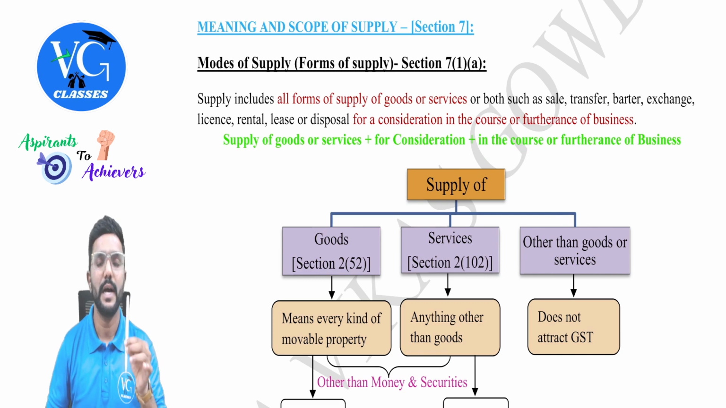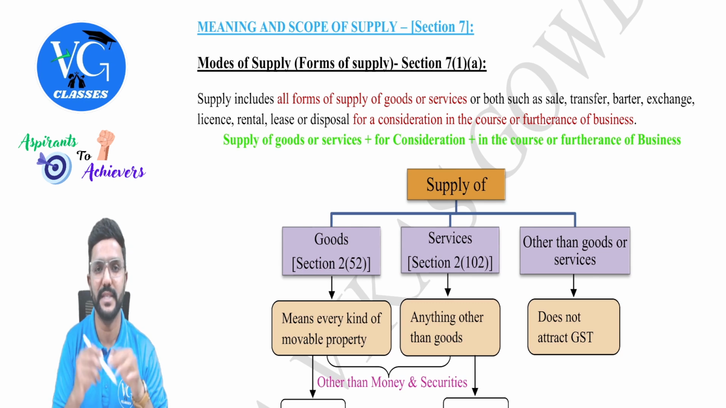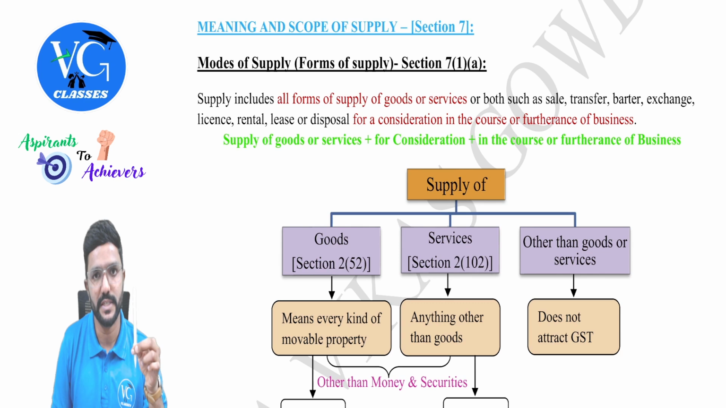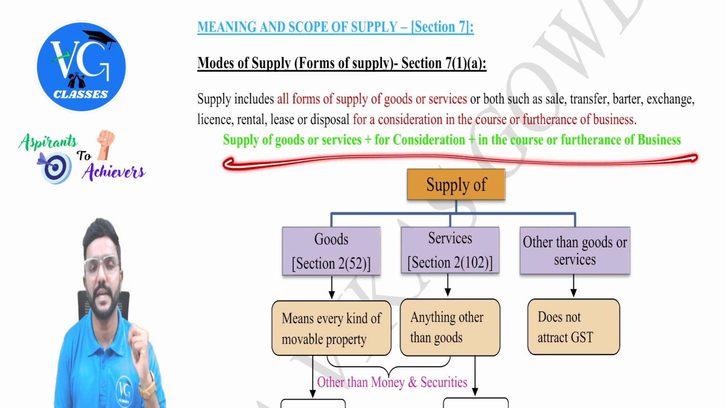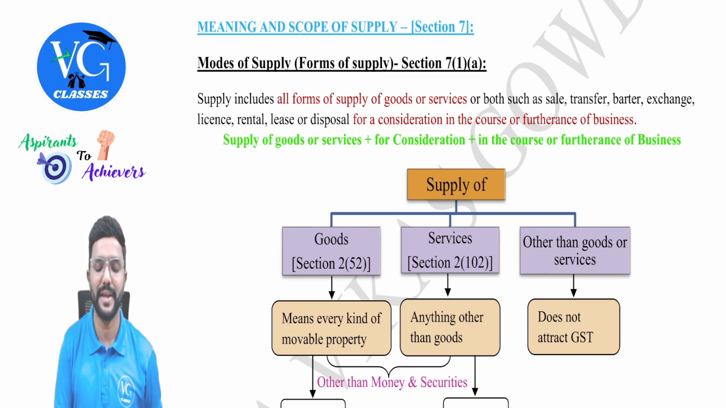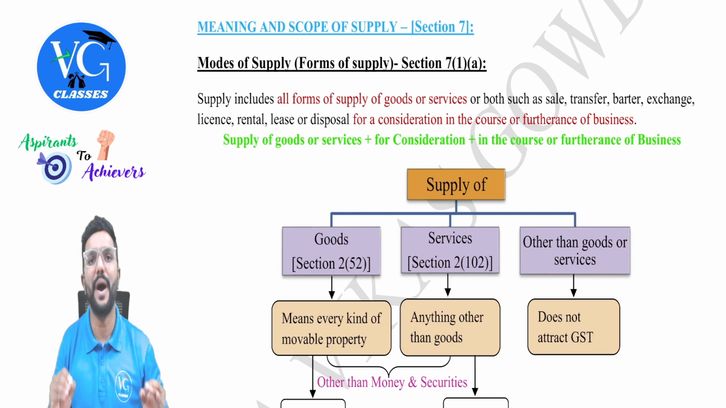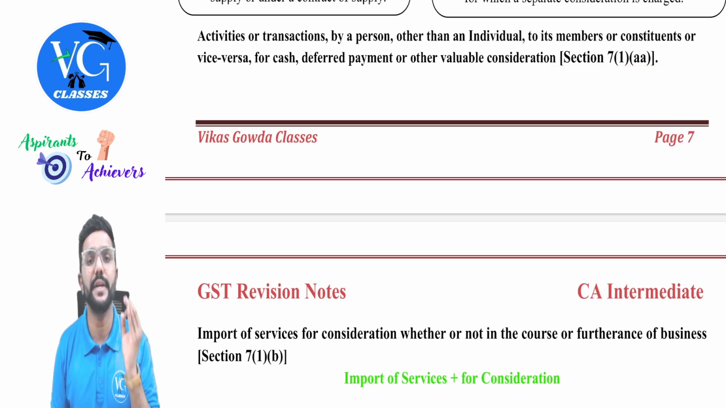Clear? Fine. And sir, in the course or furtherance of business also should be there. Yes. For example, assume, guys, I am selling this pen to you. My business is not to sell pens. I had purchased it for my personal use, but now I am not using it. So I thought, okay, let me sell it to you, and you are ready to purchase it. So is it in the course or furtherance of business for me? No, people. So please be careful. All the three conditions have to be satisfied. Only in that case will an activity be a supply as per section 7(1)(a), guys. Okay, we are done with this. We'll move forward.